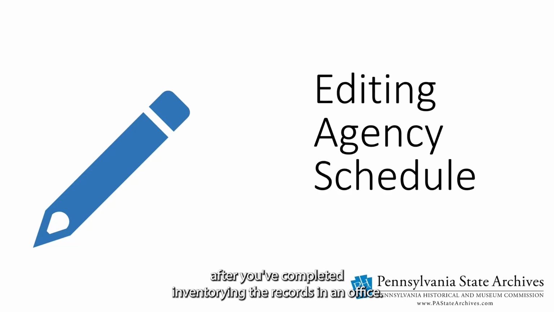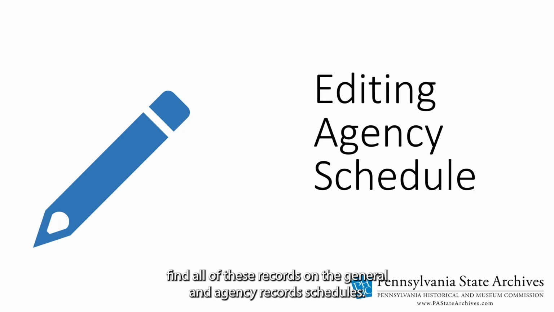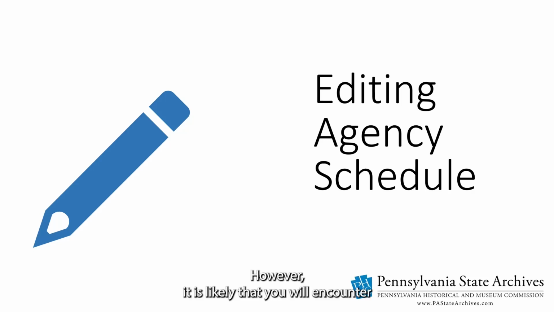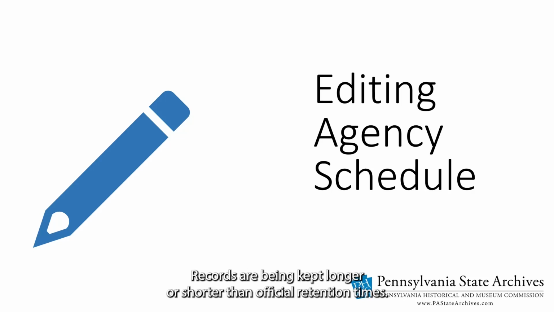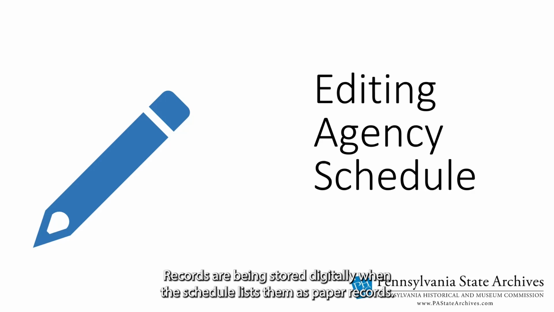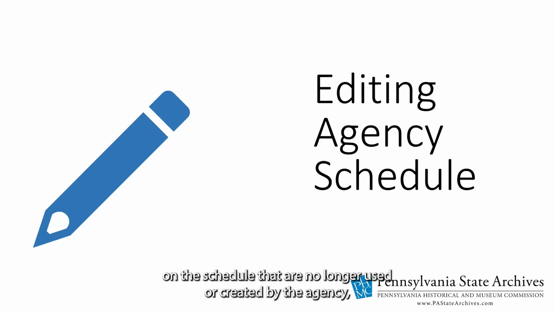After you've completed inventorying the records in an office, in theory you should be able to find all of these records on the general and agency record schedules. However, it is likely that you will encounter things that don't line up with what's on the schedule. Records are being kept longer or shorter than official retention times. Records are being stored digitally when the schedule lists them as paper records. Records are listed on the schedule that are no longer used or created by the agency.